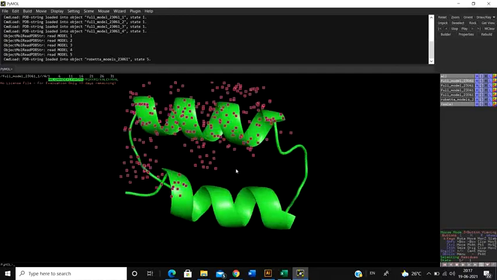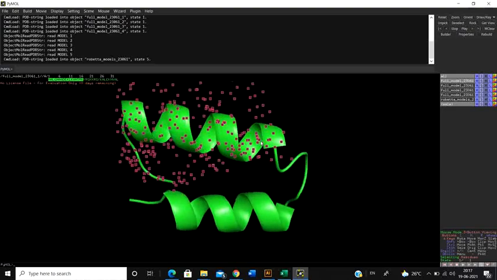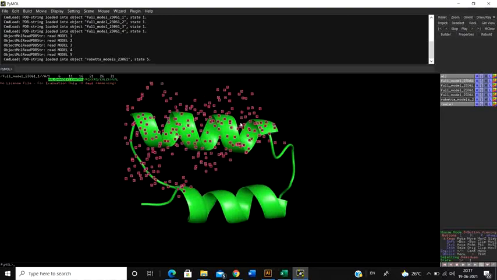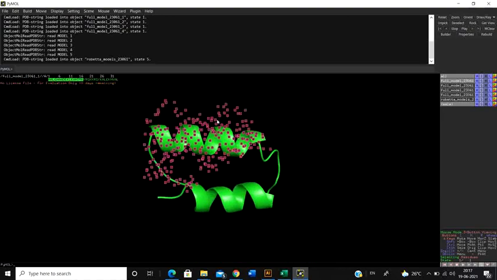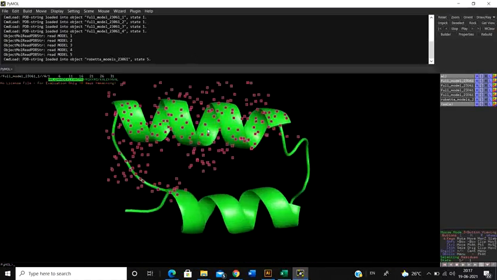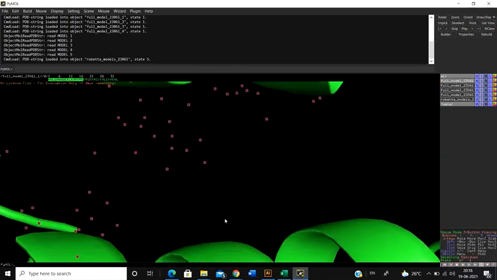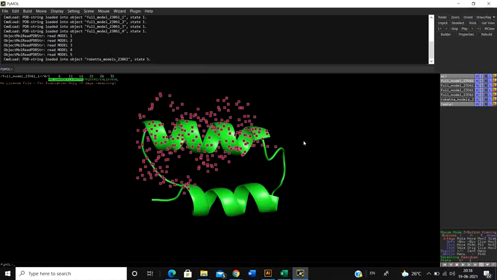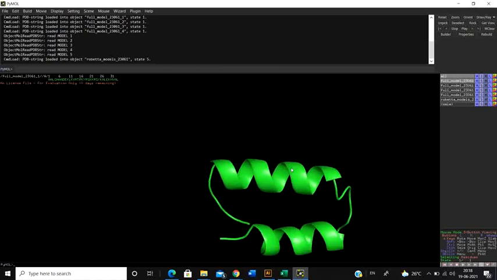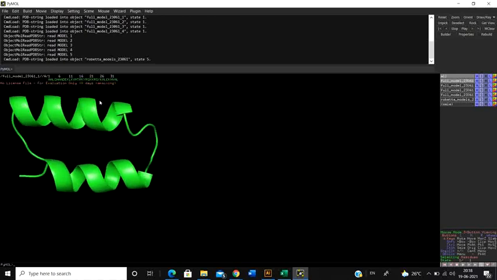But the next thing is how to rotate or move around in PyMol. There are various options. The first option is simply the right mouse button. If you hold your right mouse button and drag in and drag out, it's going to zoom in and zoom out the protein structure. But you have to keep holding the left mouse button. After that, if you select the middle mouse button or the mouse wheel and hold it, you can translate the structure. Sorry, not rotate, you can translate the structure.